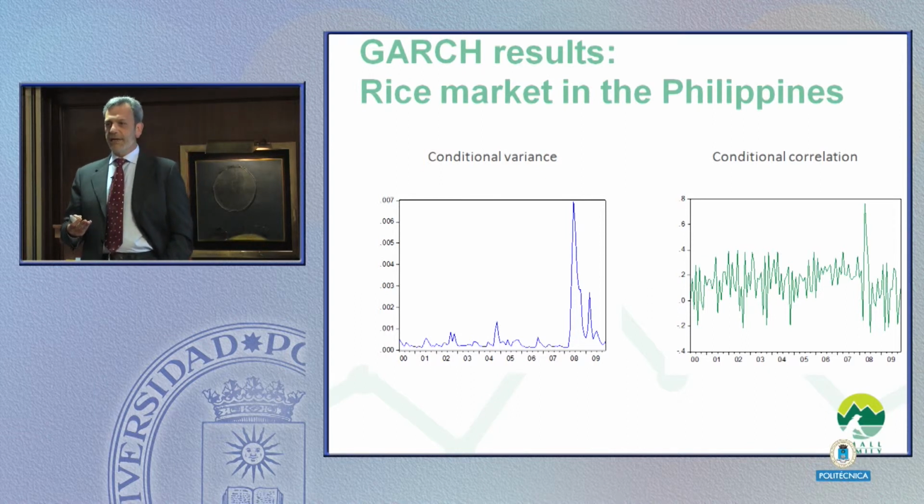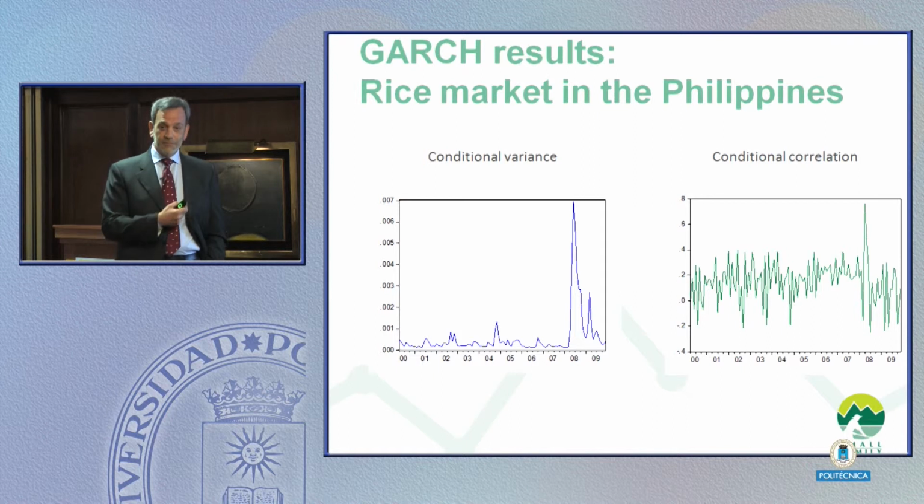When things became bad in the world market, in the Philippines they became very nervous and started buying aggressively in the world market. They were buying at a price of $1,000 per ton. And still, by doing that, look at the spike in their volatility. They didn't manage to do anything.